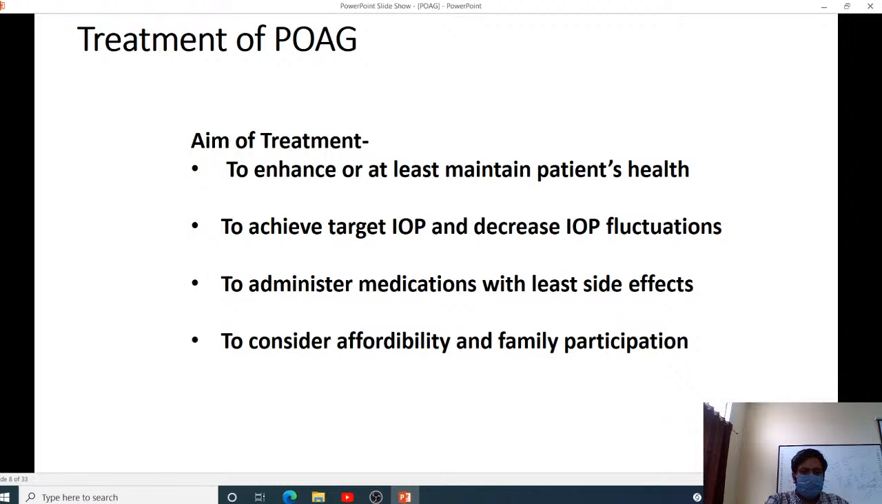What is the aim of our treatment? It is to enhance or at least maintain the patient's health. We cannot reverse whatever damage has already been done, but we have to prevent further damage, achieve target IOP and decrease IOP fluctuations. Most of the damage occurs because of IOP fluctuation, especially at night time. We also administer medications with the least side effects, because some of these anti-glaucoma medications have a lot of side effects, and we have to consider the patient's affordability. Patient and family counseling is very important in glaucoma cases.